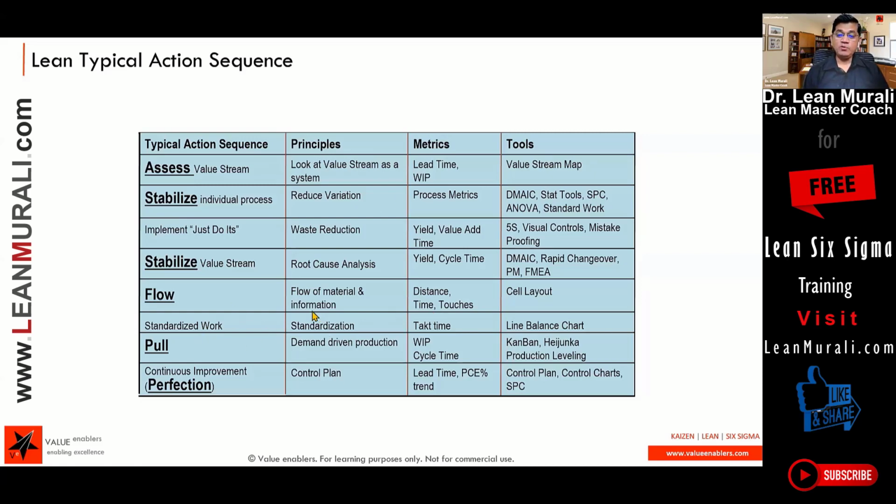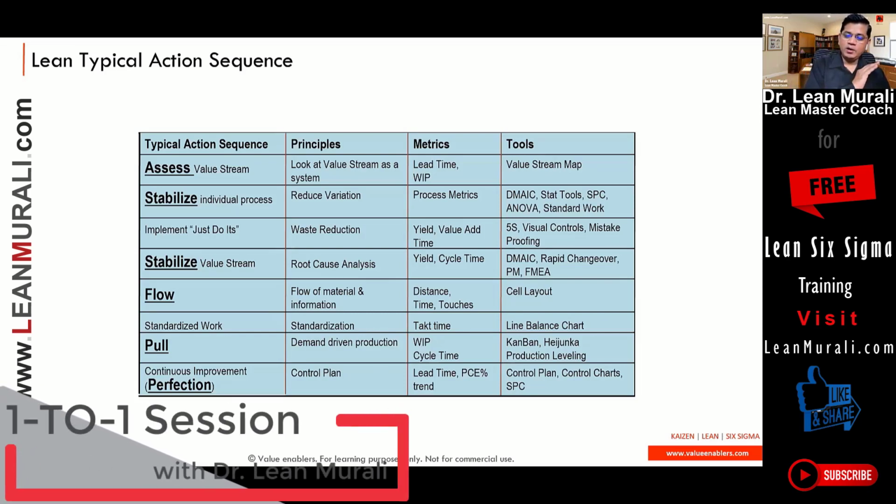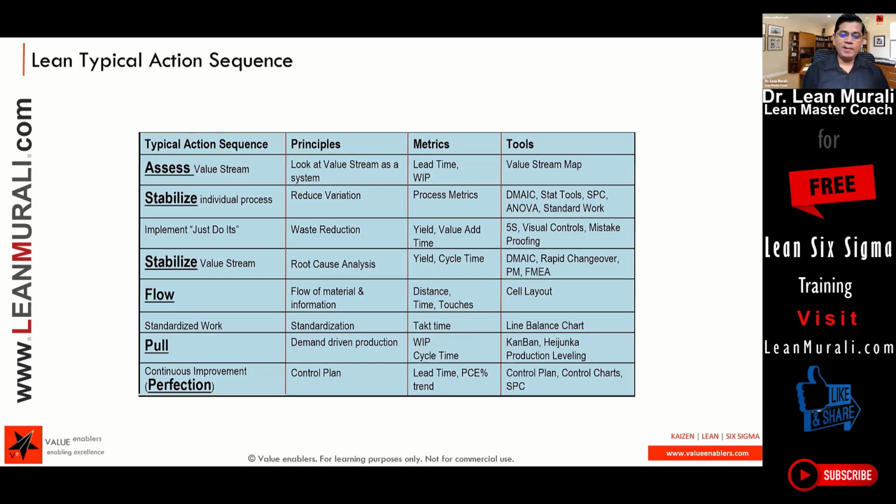Then after that, you'll have to standardize, because what is not standardized cannot be stabilized. There is something called a line balancing chart, the standard work chart, and you'll have to meet the takt time. We will talk about what the takt time is. We've already spoken about the takt time in the last session. Then pull means, while flow can be got through a push mechanism also, flow should be established using a pull mechanism.